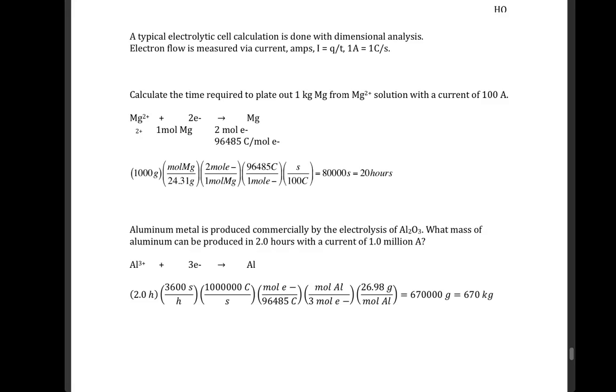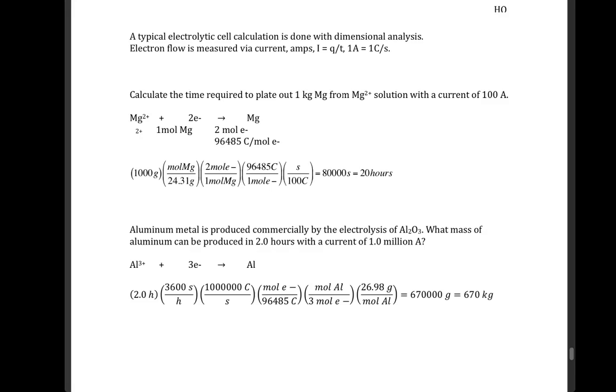Now we have moles of electrons. Well, charge is found using Faraday's constant. We know that in 1 mole of electrons, we have 96485 coulombs involved. So now we have moles of electrons canceling out. Now we have coulombs. Well, we have a current of a certain amount of coulombs per second, 100 coulombs per second. So that's our last step.